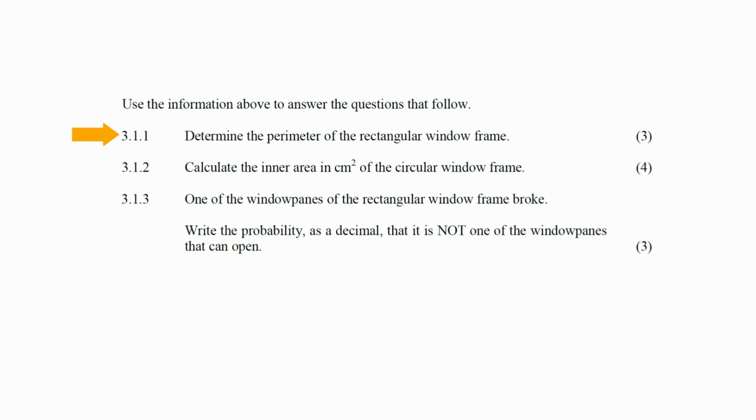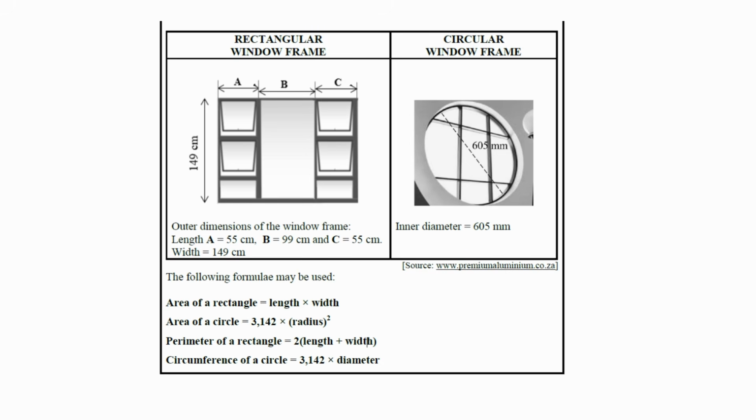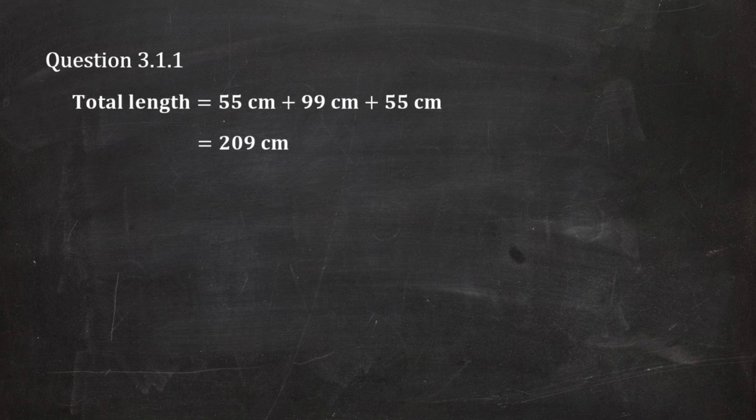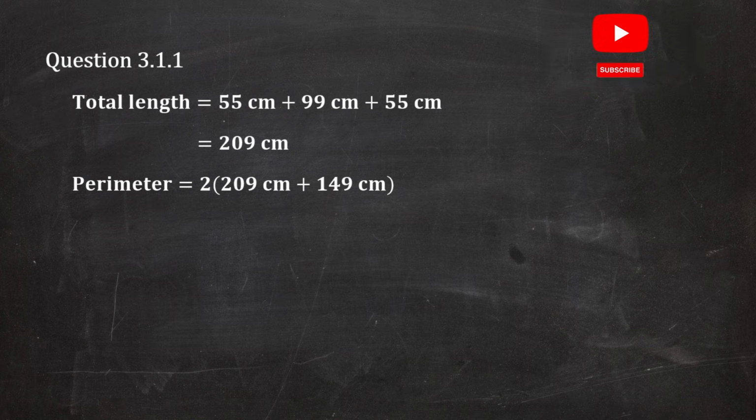In question 3.1.1, you have to determine the perimeter of the rectangular window frame. The formula used to determine the perimeter of a rectangle is this. The width of the rectangle is 149 centimeters, while the length of the rectangle is the sum of A, B, and C on this diagram of the window frame. So the length of the window frame is 55 centimeters plus 99 centimeters plus 55 centimeters, and this equals 209 centimeters. The perimeter is then equal to 2 times the sum of 209 centimeters plus 149 centimeters, and this equals 716 centimeters.